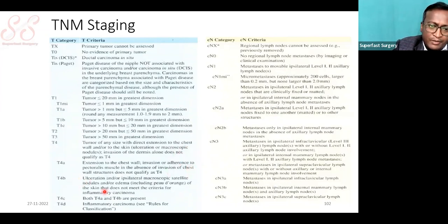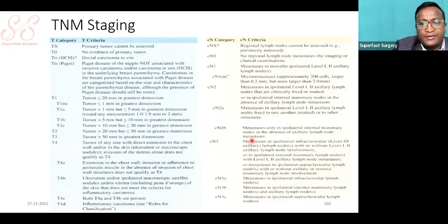T4B, B is for Bahar, B for pus. So B is for when you have peau d'orange, ulceration, satellite nodules. So peau d'orange, ulceration, and satellite nodules make the T4B. T4C is when we have both. Okay, T4D is when we have inflammatory breast cancer.